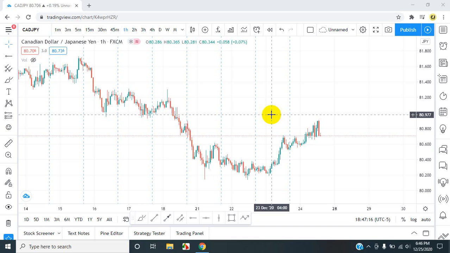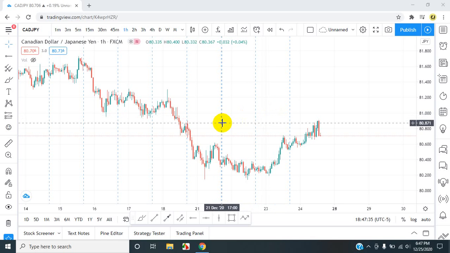Alright guys, today we are checking out CAD JPY. That's the Canadian dollar versus the Japanese yen. We will be marking up on the 1 hour time frame. So we'll see if we can take a trade.